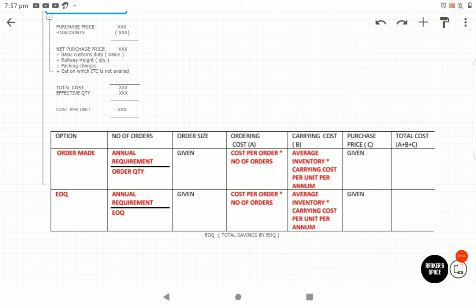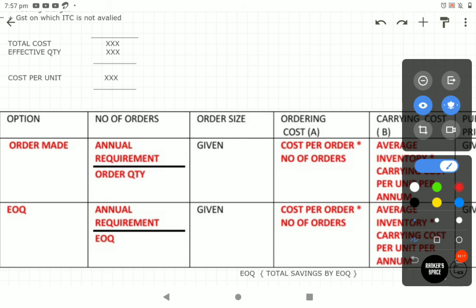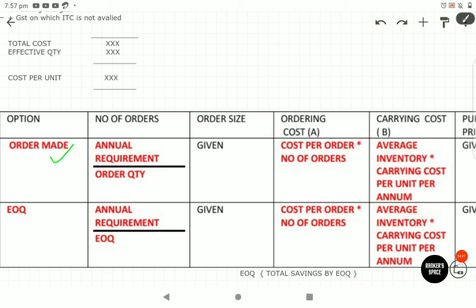So for that, what is the format? Options: number of orders you have to find, order size, then ordering cost, carrying cost, purchase price. So what is the total cost? Total cost consists of purchase price plus associated cost. These two are called associated cost. So all of these three together is the total cost. Okay, so this is just a format. This will be given in the question itself. One second, I'll take the pen. Okay, so order size will be given in the question.